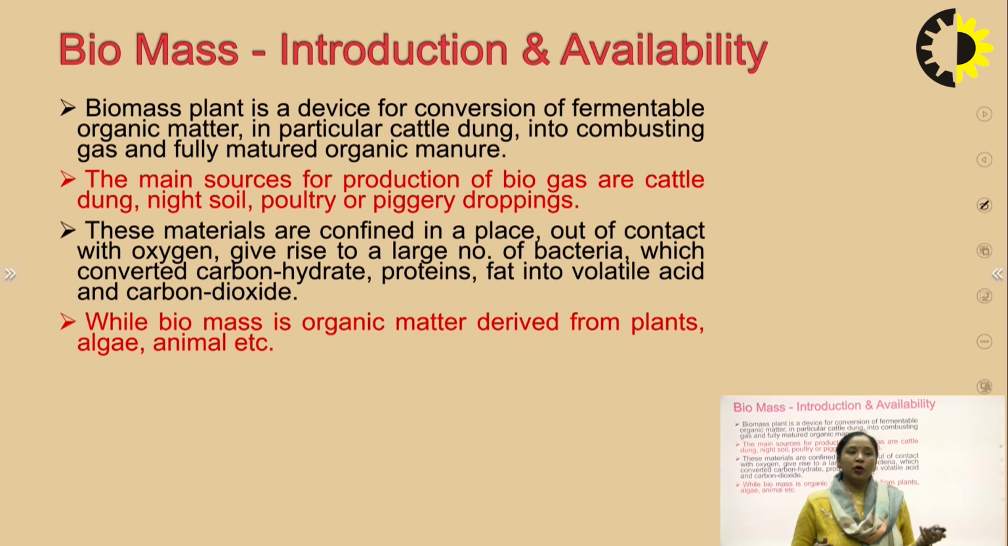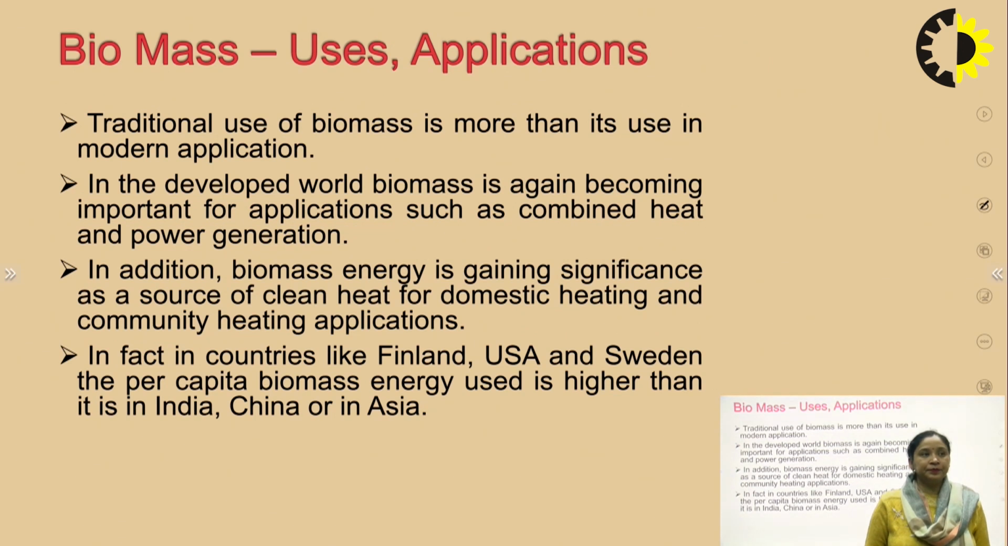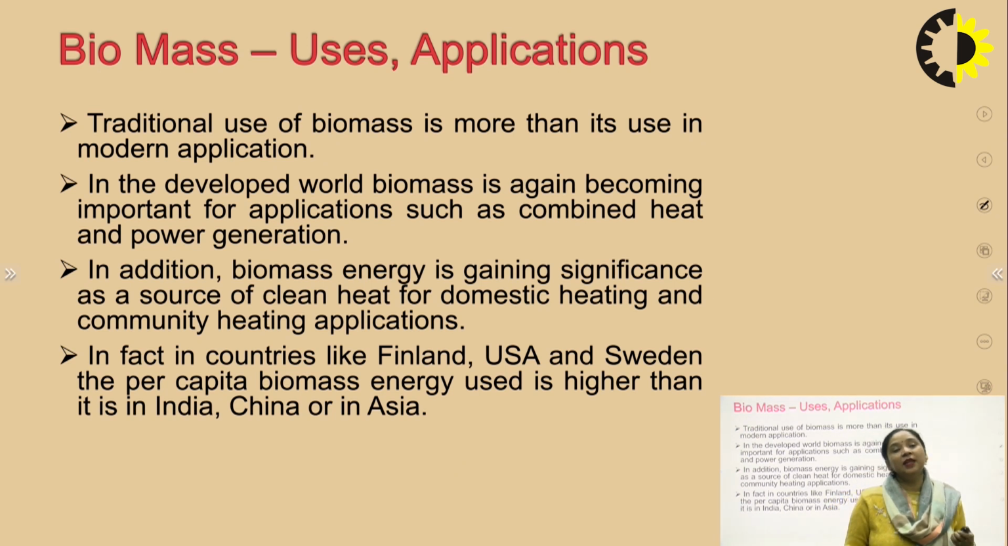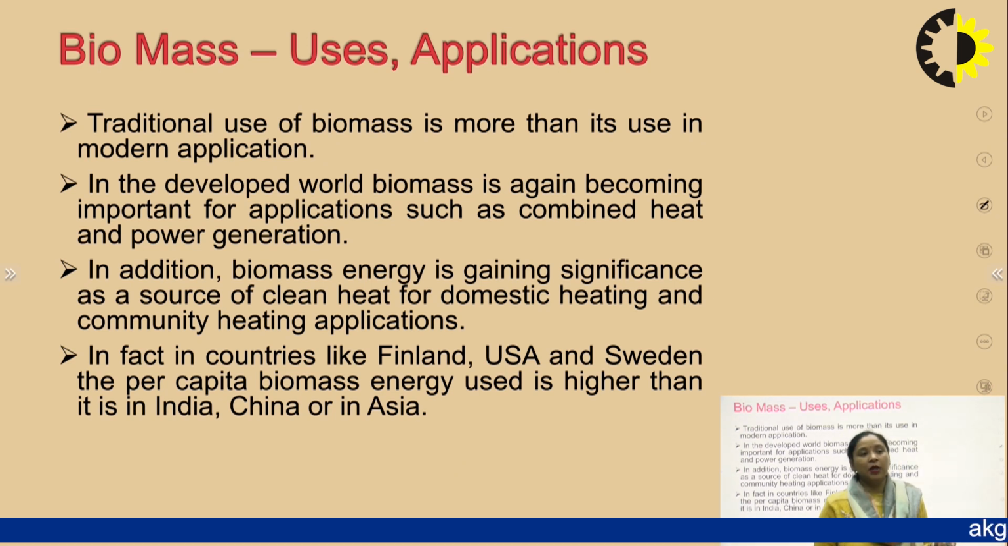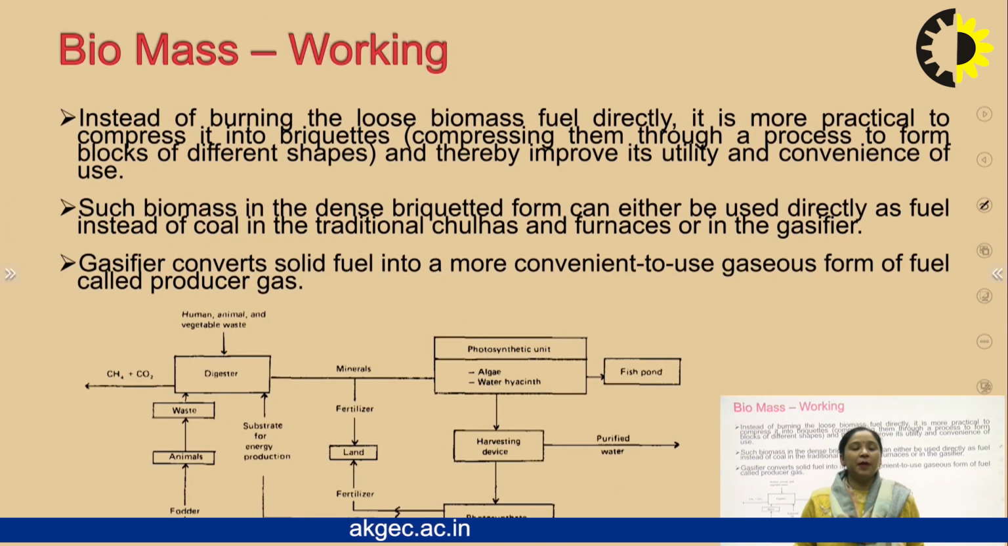Biomass is an organic matter derived from plants, algae, animals, etc. Major uses of biomass are developing worldwide, becoming important in applications such as combined heat and power generation. In addition, biogas energy is gaining significance as a source of clean heat for domestic heating purposes. In countries like Finland and Sweden, per capita biomass energy use is higher than in India, China, or Asia. So they are actually using biomass.